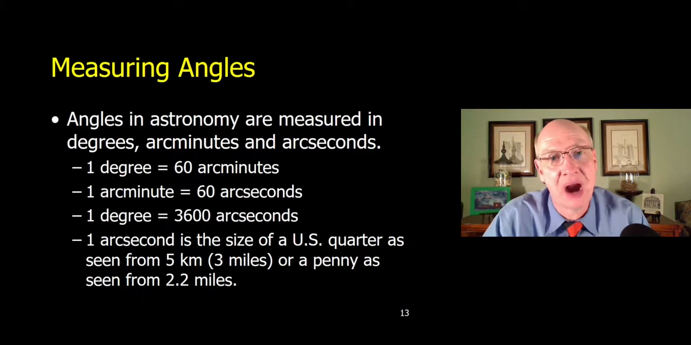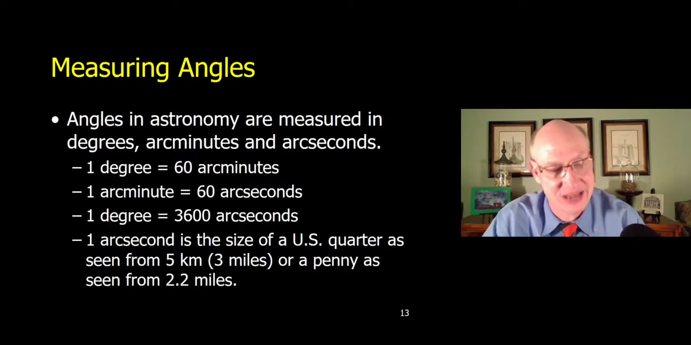Angles in astronomy are often measured in degrees, minutes of arc, often called arc minutes, and seconds of arc, often called arc seconds. A degree is divided into 60 minutes of arc, or 60 arc minutes. An arc minute is divided into 60 seconds of arc, which means a degree has in it 60 arc minutes, and each of those arc minutes has 60 seconds. And so one degree has a total of 3,600 arc seconds in it.